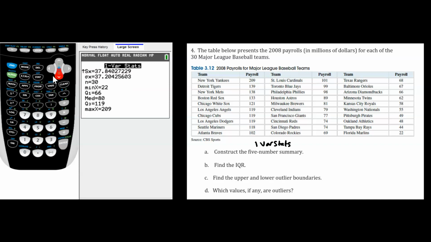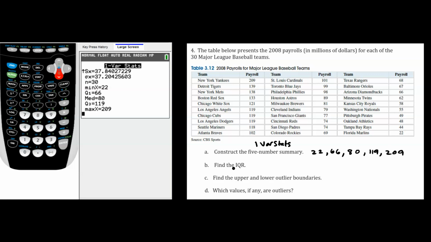And the 5-number summary includes the min, Q1, the median, Q3, and the max. So I'm just going to list this out. Our 5-number summary is 22, 66, 80, 119, and 209.